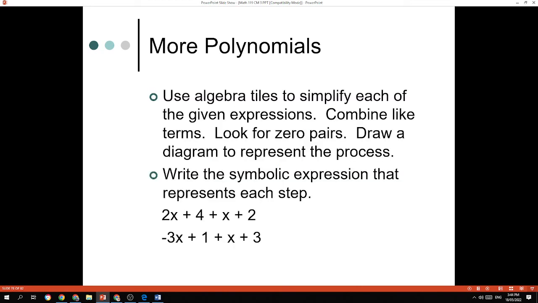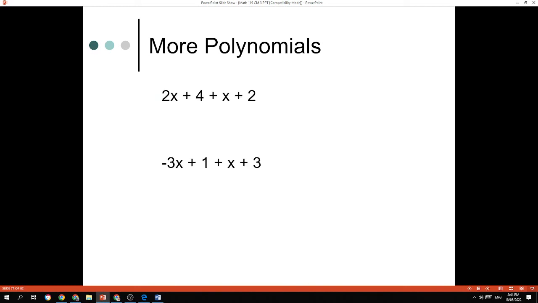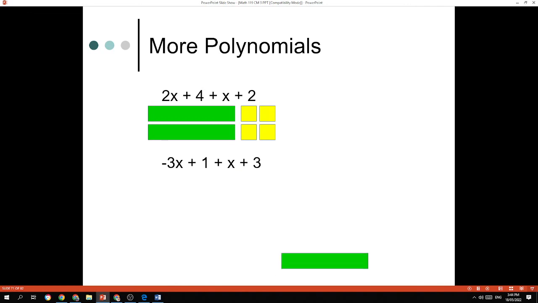Now, let's use algebra tiles to simplify each of the following expressions. So I have here an example. I will be starting with this one, 2x plus 4, x plus 2. So what will be the answer for this item over here? Who can give me the answer for this expression?